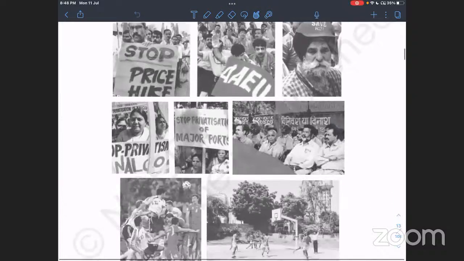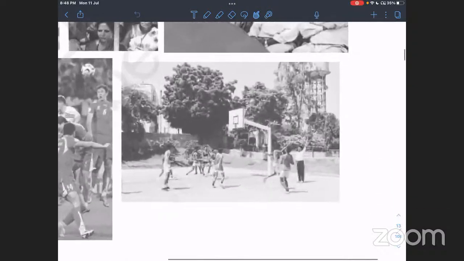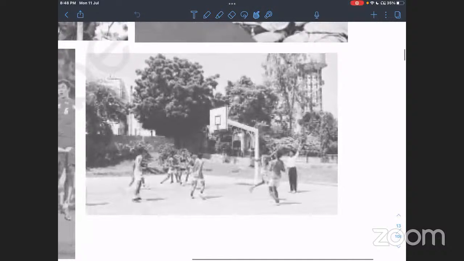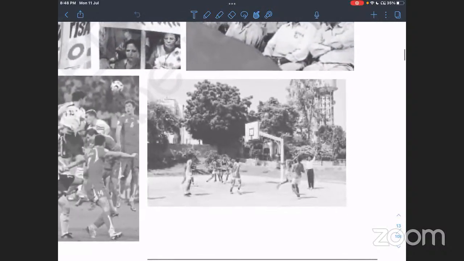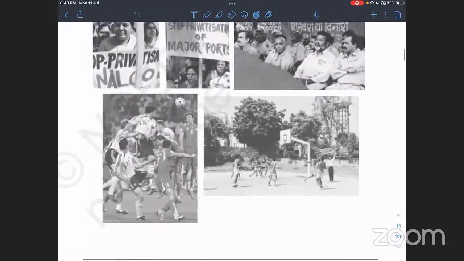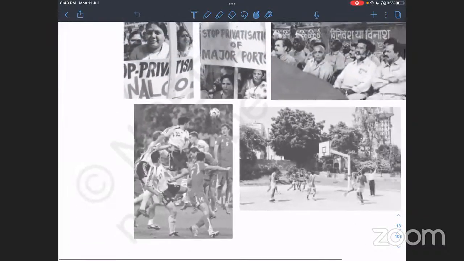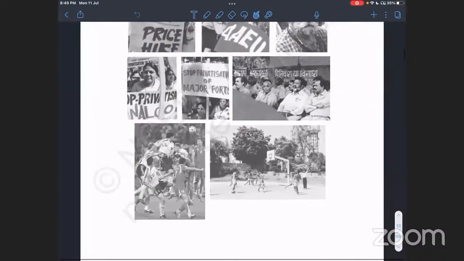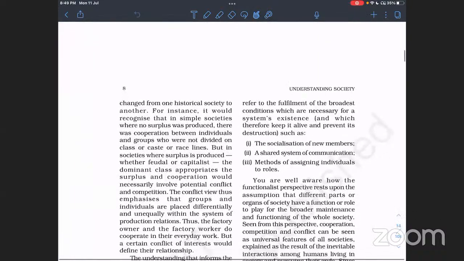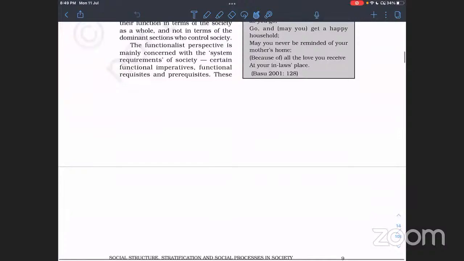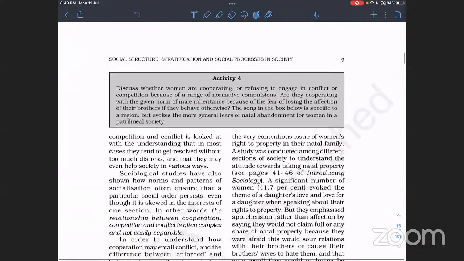Isn't it? But here what is happening? People are cooperating with each other like a team. And it can also be understood as a competition. In a game, people are competing with each other. So all these are different examples to explain the concept of social processes. So do this activity also.